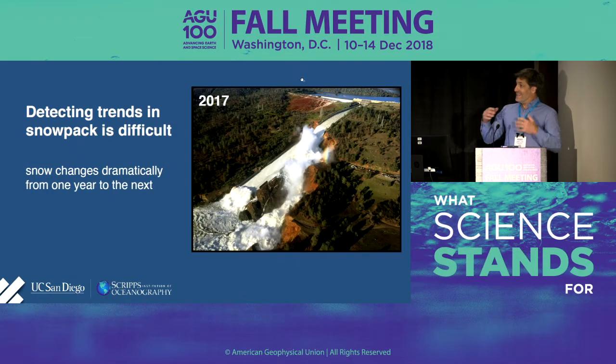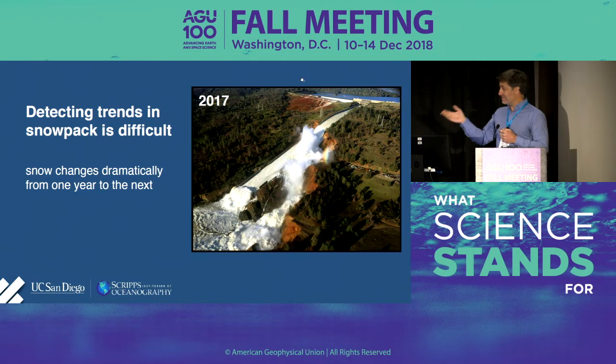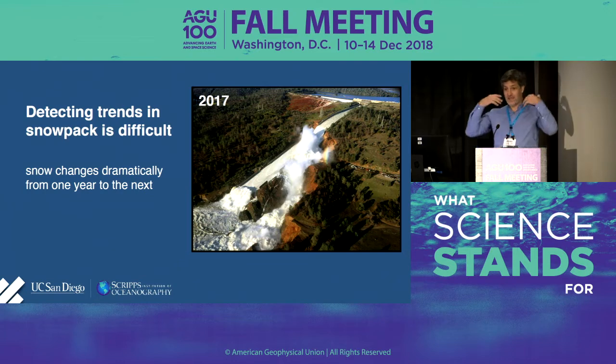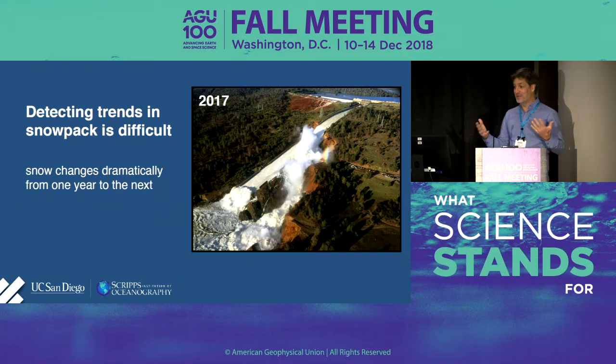So detecting trends in snowpack is difficult, as Yuban was just discussing. This is an image from 2017. In February, this is the Lake Oroville Dam spillway basically bursting open and causing a lot of erosion because there was just so much precipitation, so much snow in the mountains. So, we looked at 2002, a good year, 2015, an amazingly horrible year, and 2017, just a lot more snow than anyone expected actually, and a really healthy year.